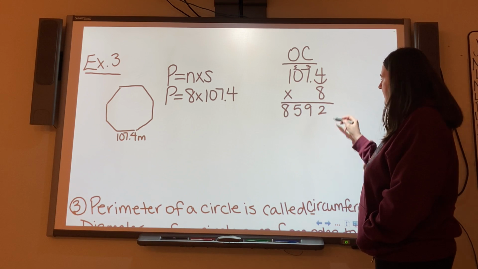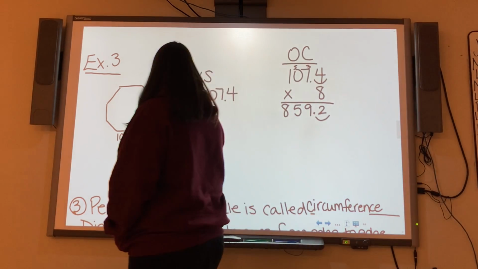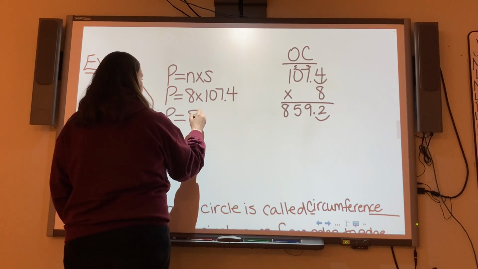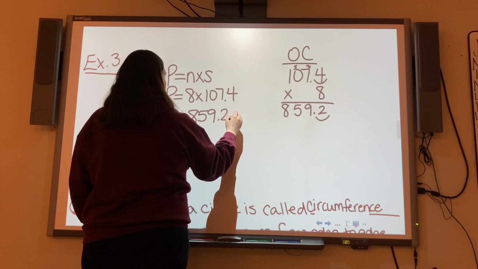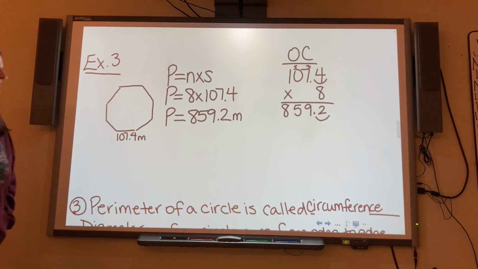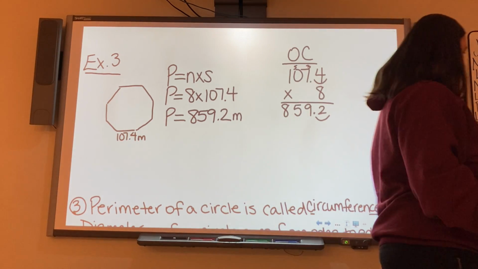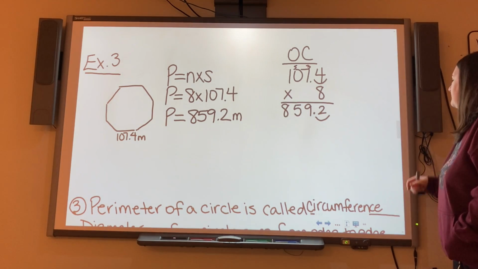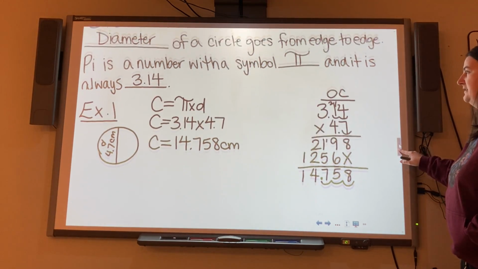1 decimal spot, 1 decimal spot. So your perimeter of your octagon is 859.2 meters. Don't forget that unit of measurement. Pause the video if you need to, and then move on along to circumference.